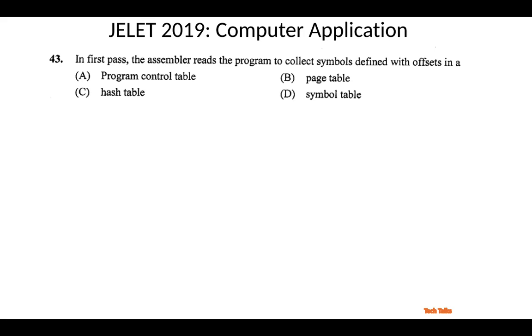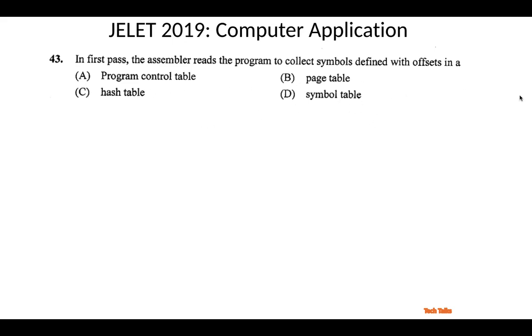This question is again related to compiling. In the first pass, the assembler reads the program to collect symbols defined with offsets in a, so symbols are collected in a. The answer is very easy from here also. Program control table is not an option. Page table is related to paging, which we already talked about. Hash table is also not used here. So the only remaining thing is the symbol table.